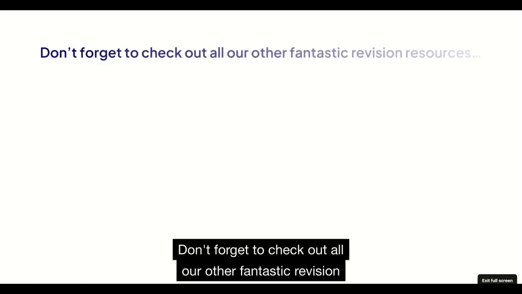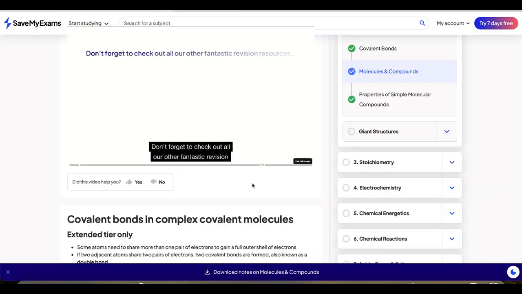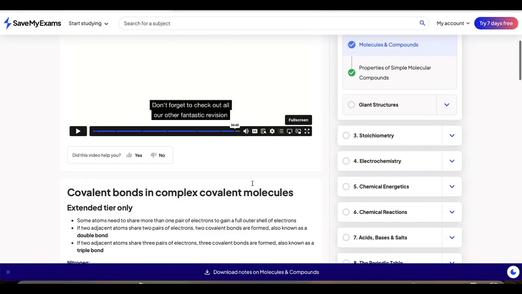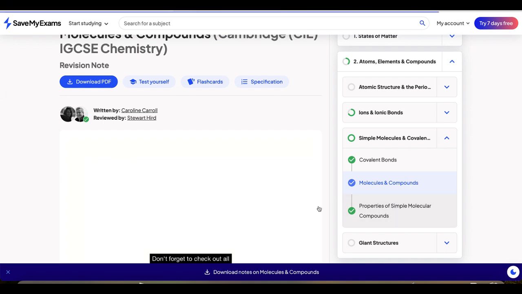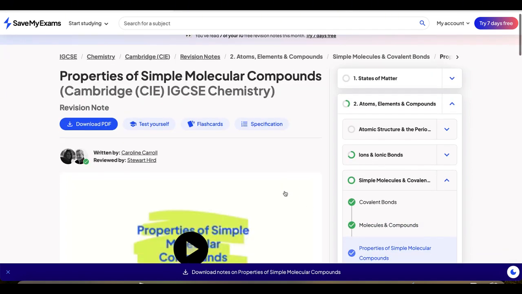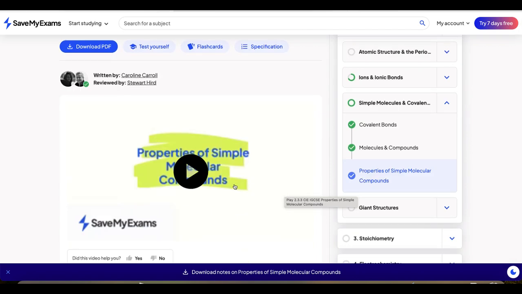Okay, so we've seen the double bond and triple bond, and the last one is the properties of simple molecular compounds. Let's listen to the tutorial on that, and then we wrap up from here.